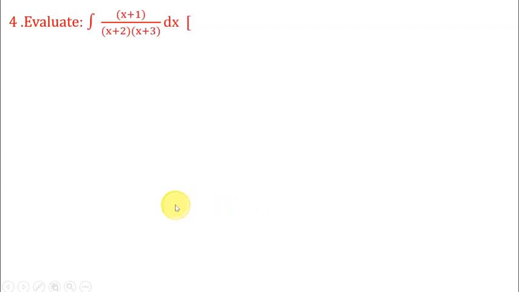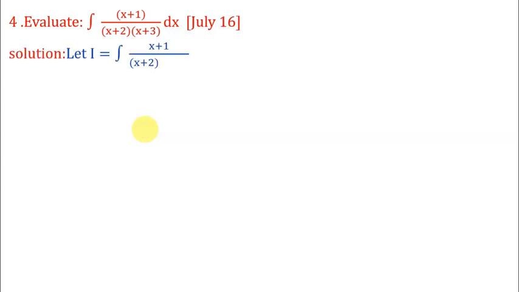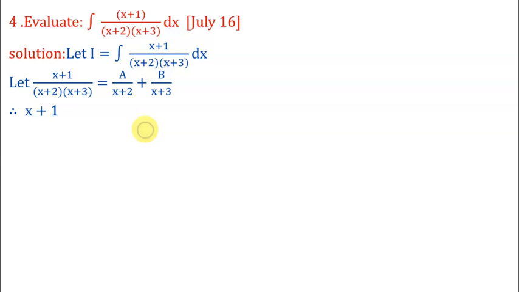Next example, evaluate integral x plus 1 upon x plus 2 into x plus 3 dx. Asked in July 16 examination. Solution, I is equals to, okay, again by partial fraction. x plus 1 upon x plus 2 into x plus 3 is equals to a upon x plus 2 plus b upon x plus 3. After simplification, that is multiplying on both sides by x plus 2 into x plus 3, you will get x plus 1 is equals to a into x plus 3 plus b into x plus 2.